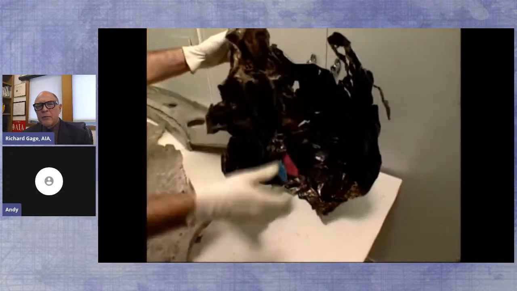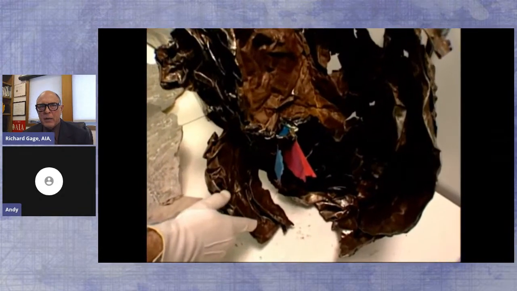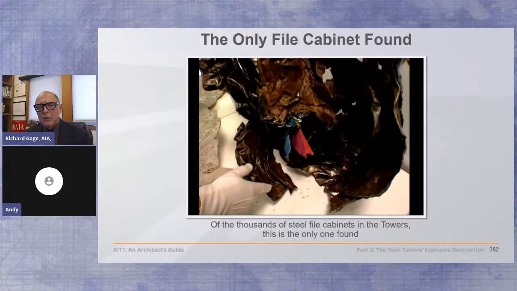They found one file cabinet. Maybe there were 10,000 steel file cabinets. This is the only one they could find. It was in the basement. Maybe that's why it survived.